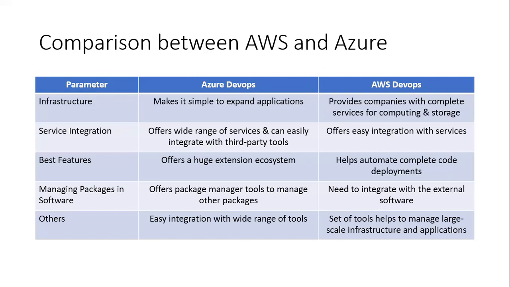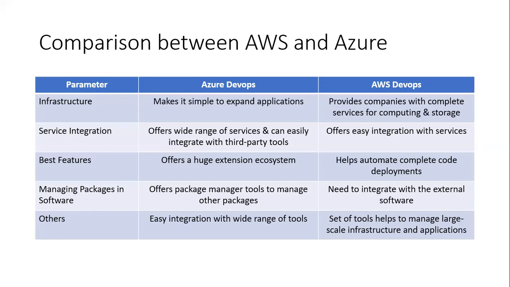Now, you might also ask me what AWS is. AWS also has services similar to Azure. There might be a little difference in naming convention. Now, when we compare AWS and Azure, you can see certain points I have mentioned here. The parameters. When we take the infrastructure comparison between AWS and Azure, Azure makes it simple to expand applications. AWS provides companies with complete services for computing and storage.